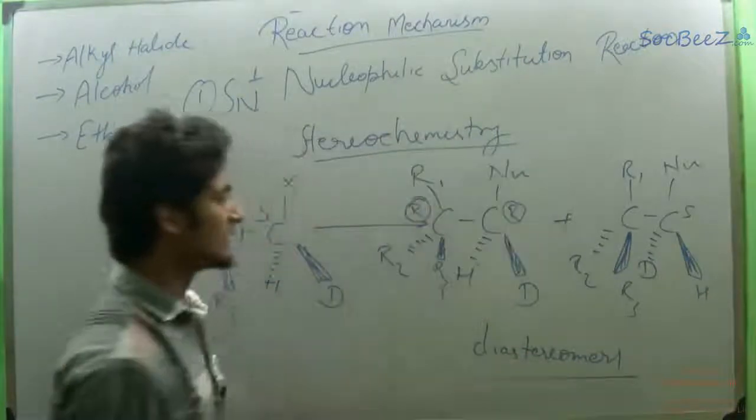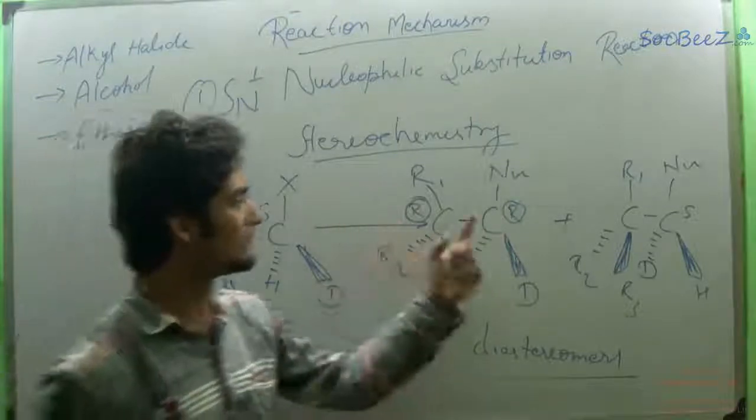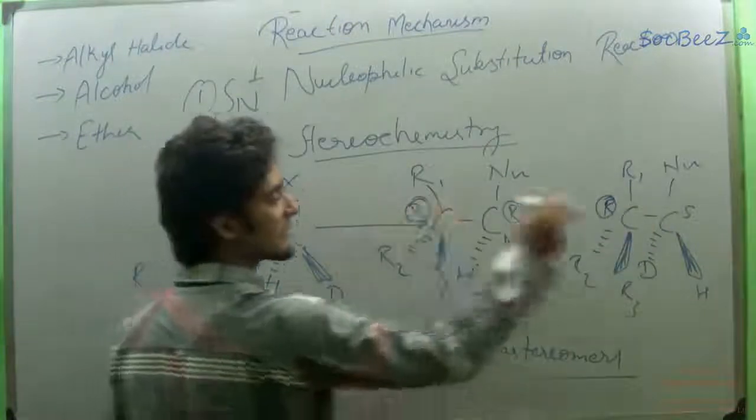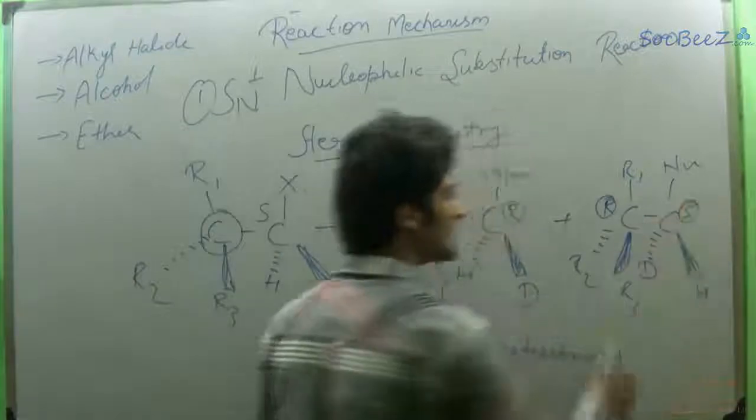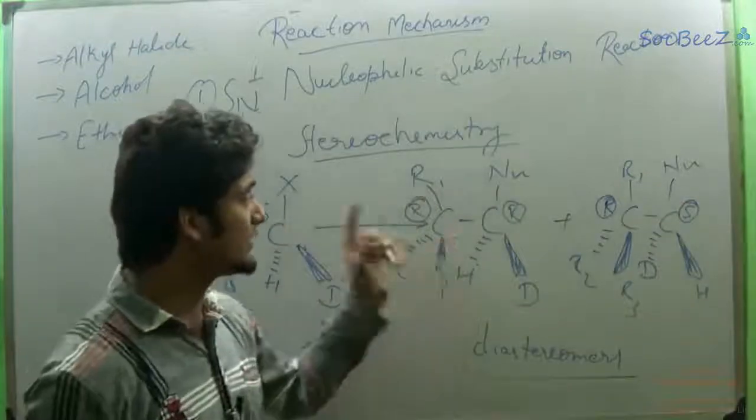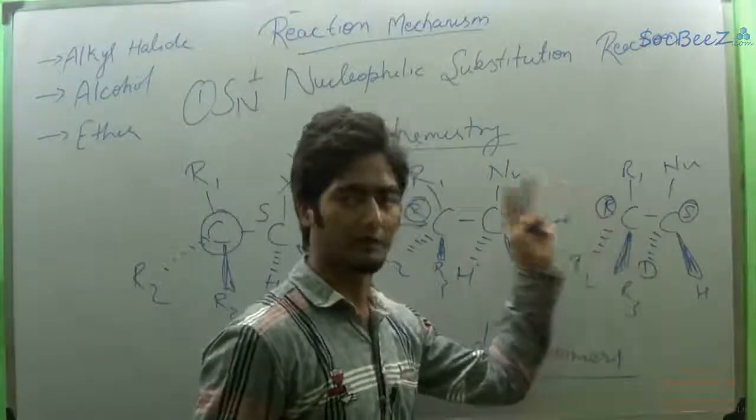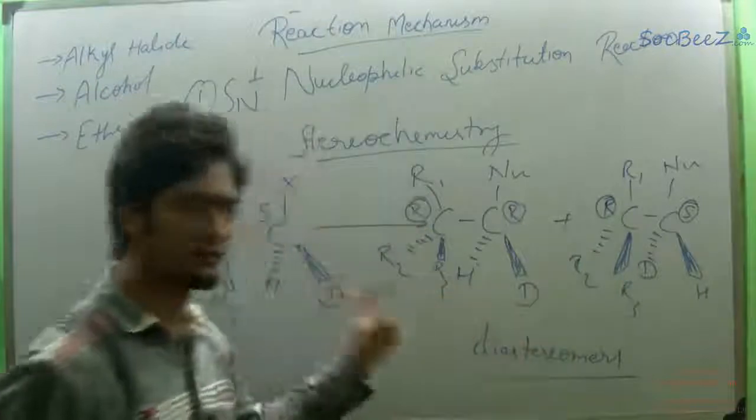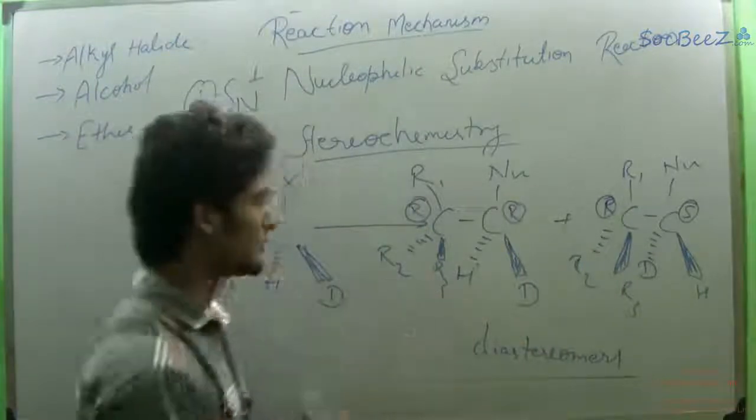Diastereomers are those in which, if there are two chiral centers, the configuration of only one is changed, that is, this R remains R and this R is converted into S. The molecules would be enantiomers if both R centers were converted to S, but this is not the case. So these two molecules will be diastereomers in this case. This is a very, very crucial point to know.